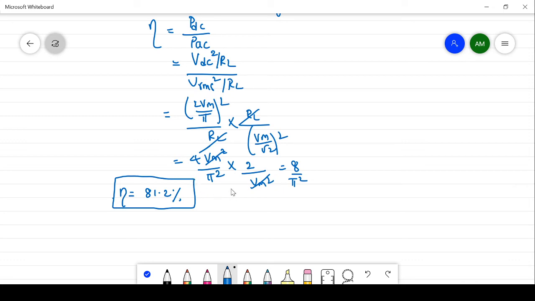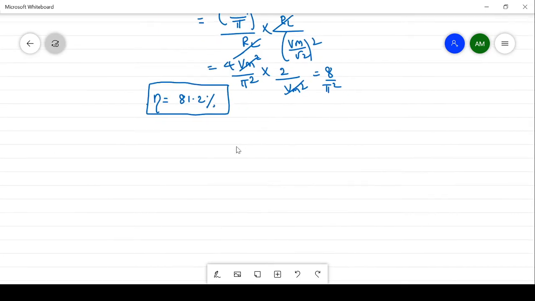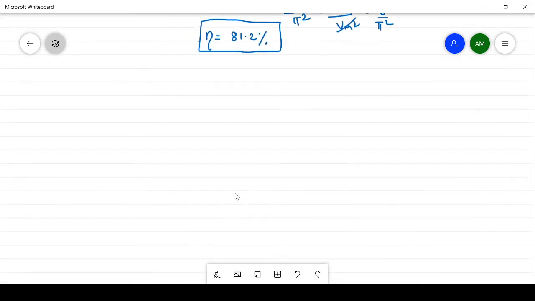Efficiency is increased compared to the half wave rectifier. The half wave rectifier efficiency is just 40.6%. Here the efficiency of the full wave rectifier is 81.2%. So efficiency is increased and ripple factor is decreased. These are the two advantages of the half wave rectifier. Okay, sorry, full wave rectifier.